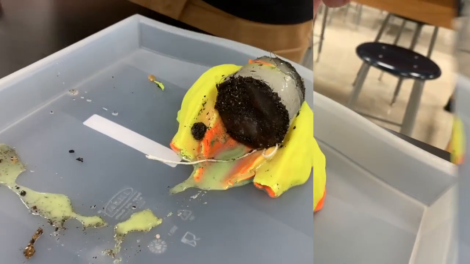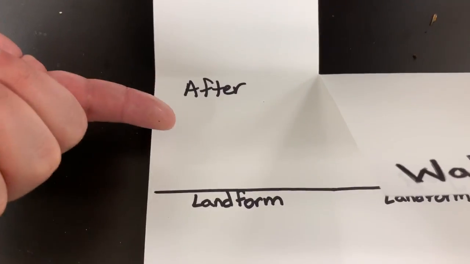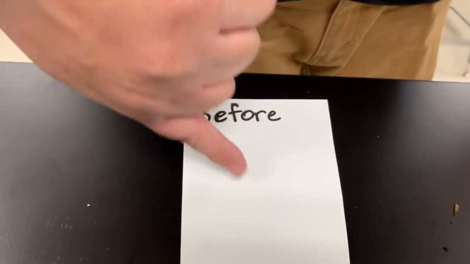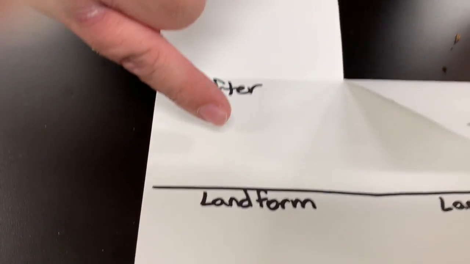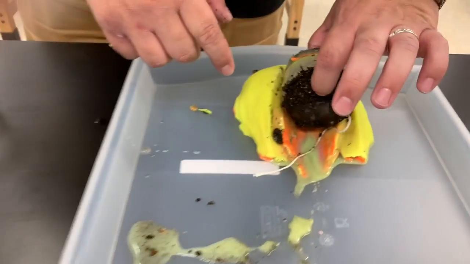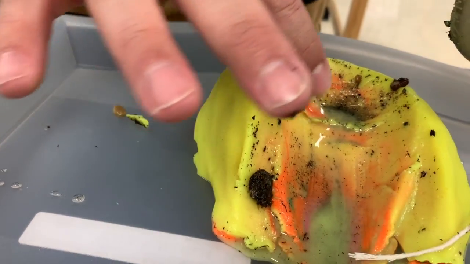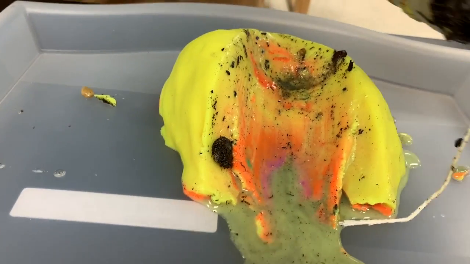Before we move on to our next one, let's make sure and draw our after. Here we drew the mountain before, so it was a nice clean yellow mountain. Here we're going to draw what it looks like after. Let's go back over here. We're going to draw what this looks like. Draw this picture on your after.